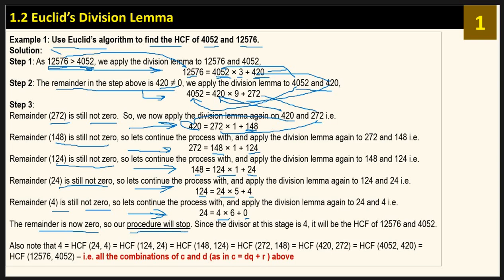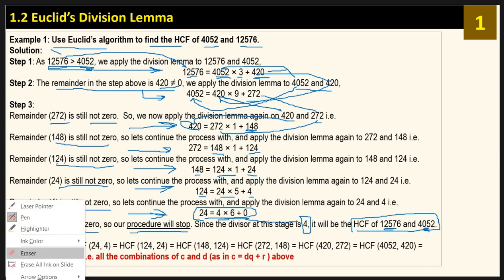Now you see the divisor in this last equation is 4, and this 4, by the algorithm by Euclid, will be the HCF of 12,576 and 4,052. You will notice that the 4 is the HCF of other pairs in these equations as well.